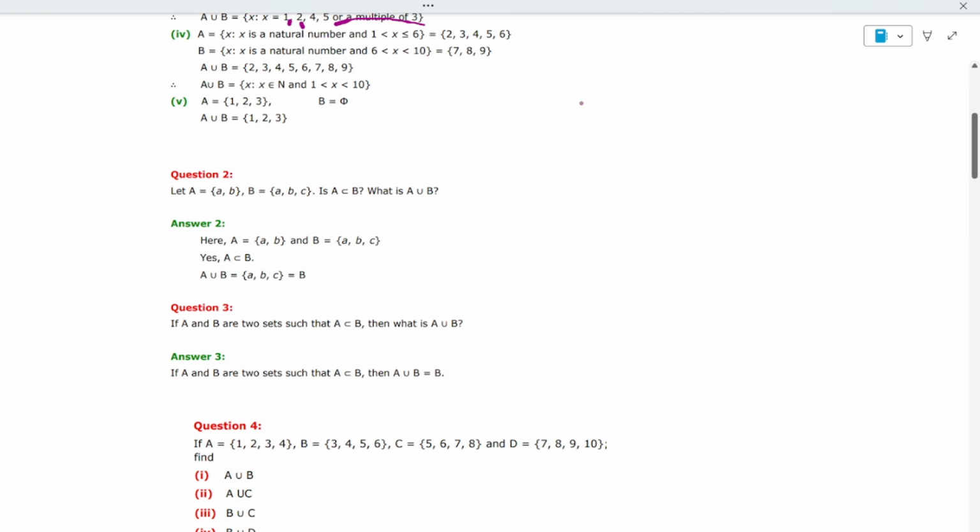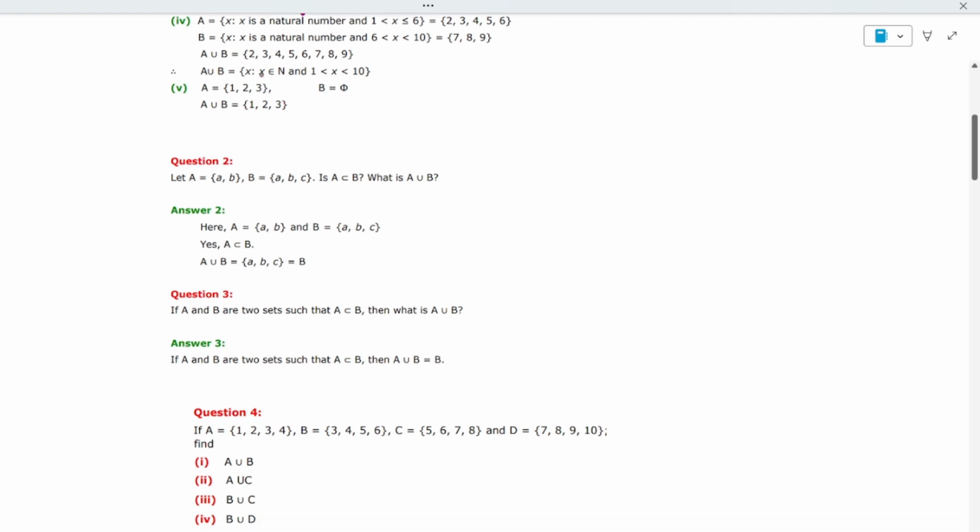Okay, now let's see the fourth question. They have given a condition, that is x is less than or equal to 6 but greater than 1: 1, 2, 3, 4, 5, 6, and x is less than 10 but greater than 6: 7, 8, 9. So you write all of them, no elements are repeated, so combine it and write. And if you want to write that in set builder form, you should write it as greater than 1 and less than 10, because 10 is not included, 1 is not included, so you do not write equal to.